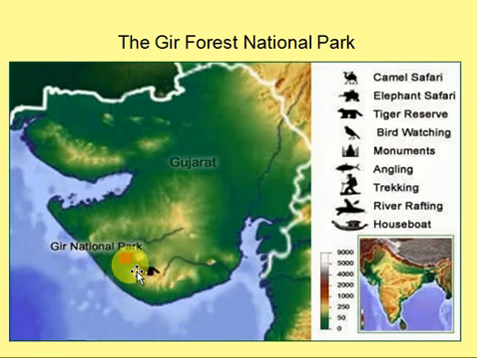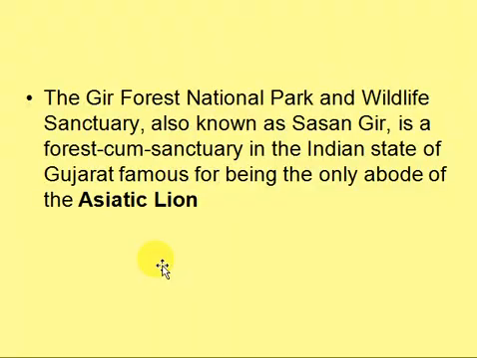This is Ran of Kutch. This is Gir National Park. So the Gir Forest National Park and Wildlife Sanctuary, also known as the Sasan Gir, is a forest cum sanctuary in the Indian state of Gujarat, famous for being the only abode of the Asiatic lion. So you can say it is famous for the Asiatic lion.